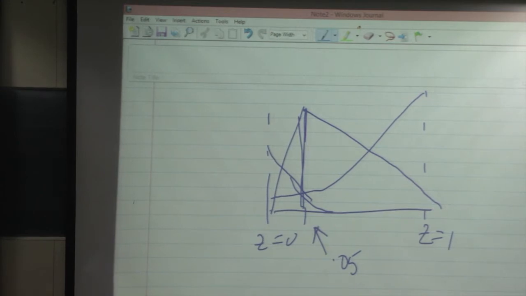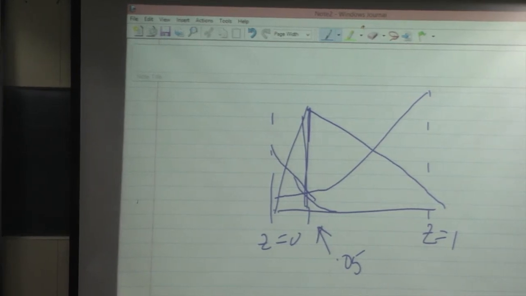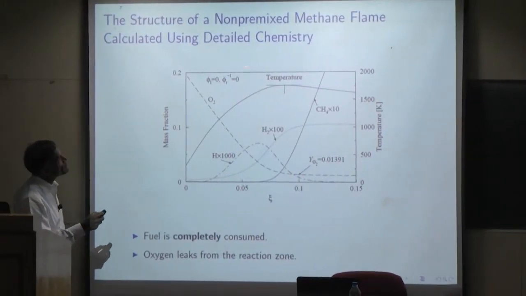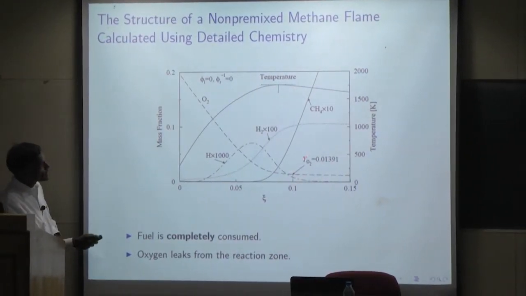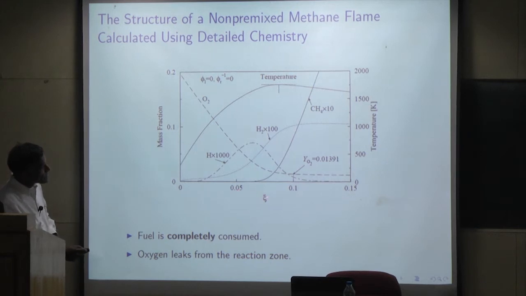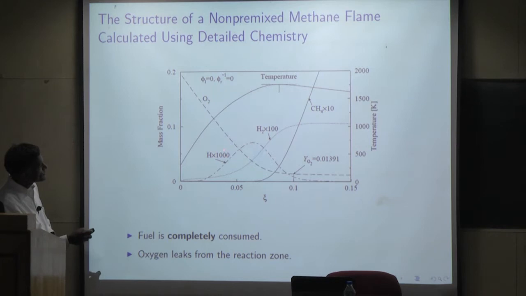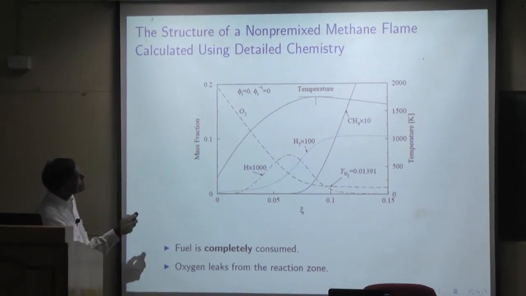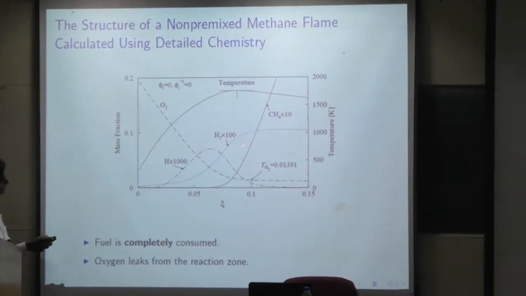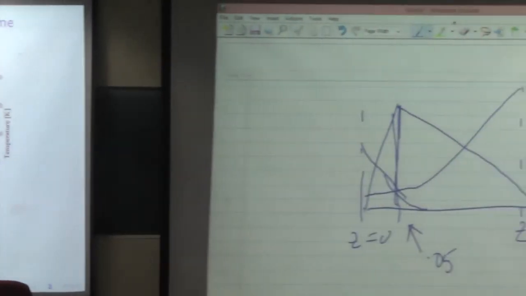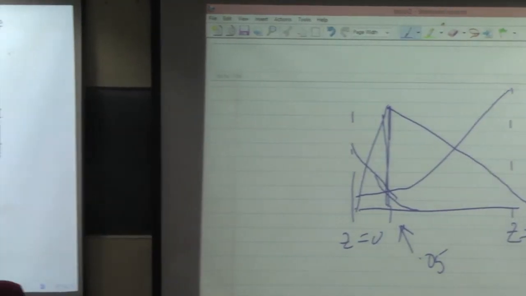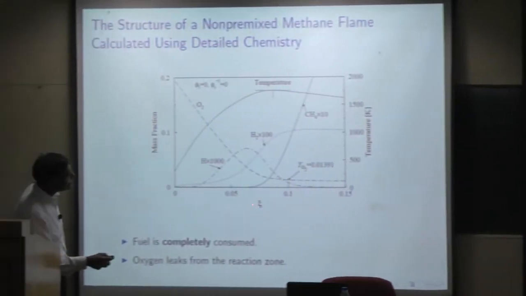Here is what I'm showing you right now: numerical calculations of a methane flame. This is done using detailed chemistry, and it plots the profiles of methane, hydrogen, oxygen, and H radicals. This is a pure diffusion flame. Again, these are numerical computations using detailed chemistry, and the profiles are plotted as a function of the mixture fraction. Now here's something interesting to notice.